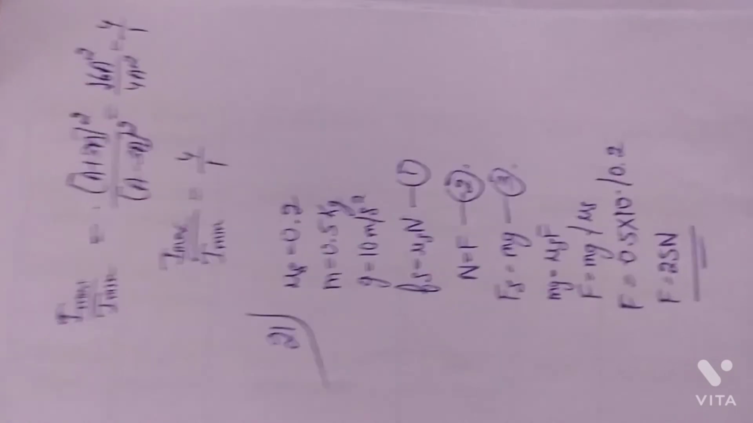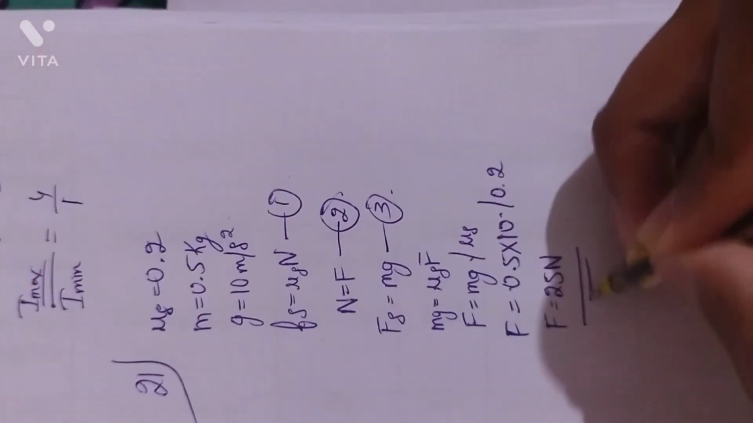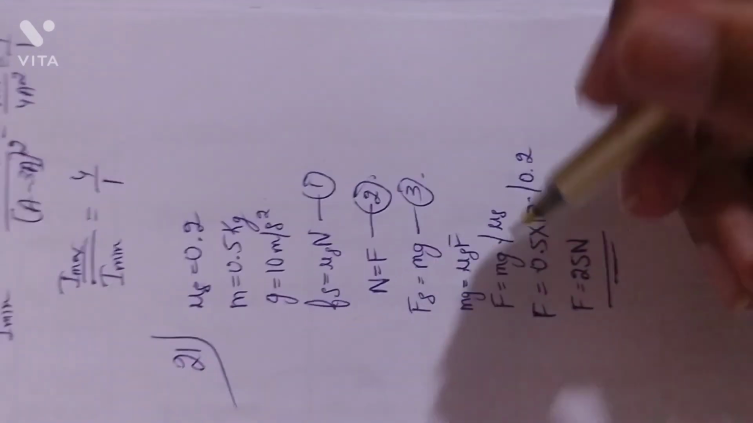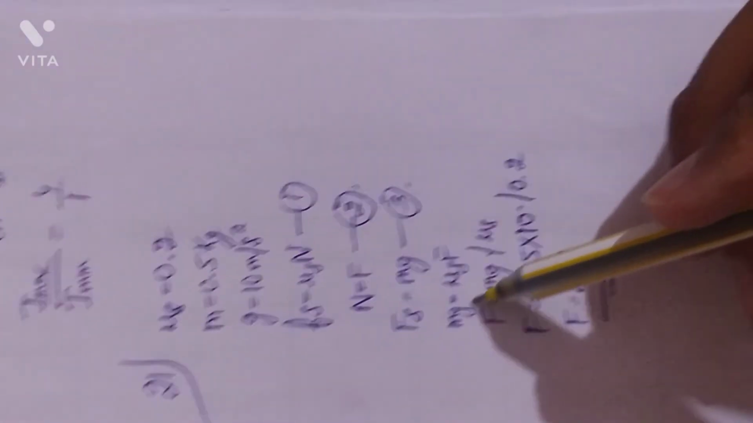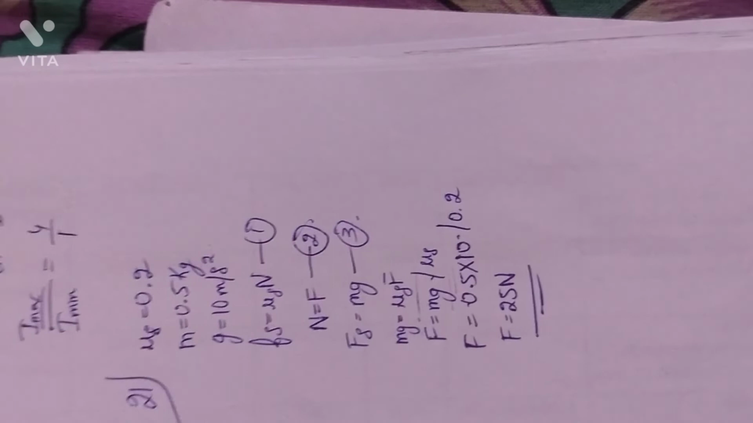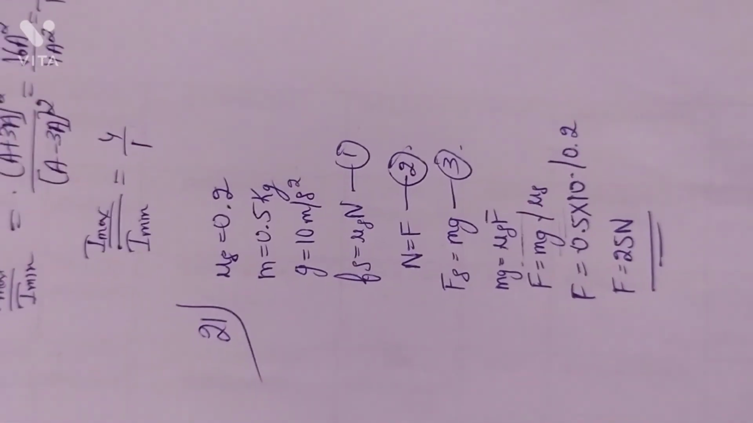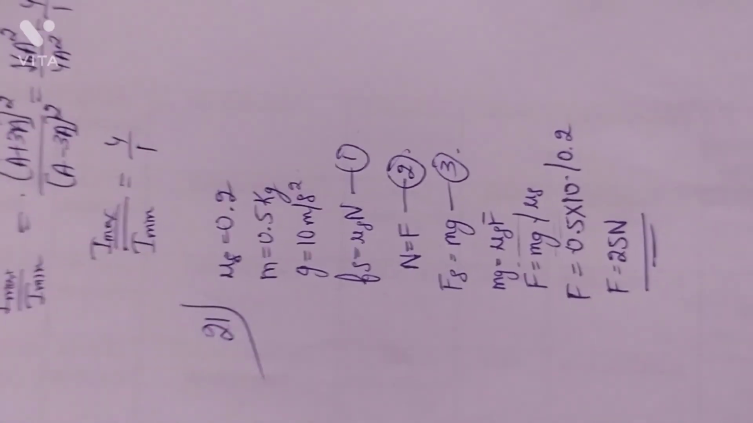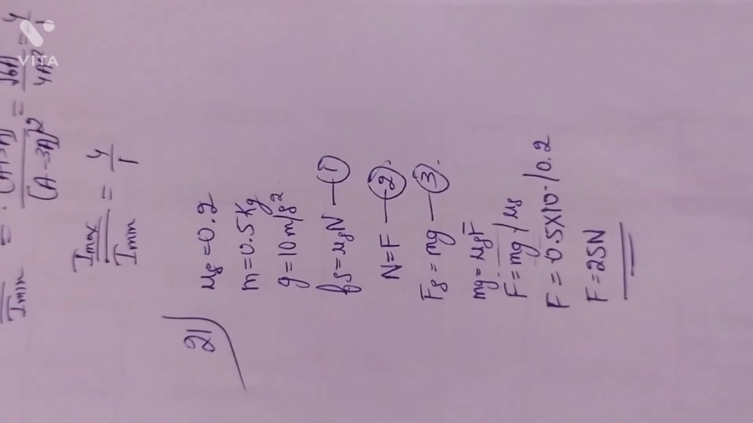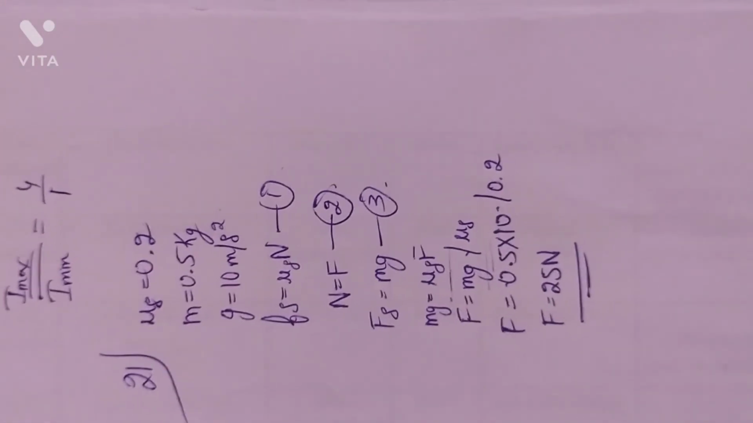So therefore the answer is 25 Newton for question number 21. Here we made the formula, added the values they have given, and we got the answer. So here you see how I solved question 21. Then we will go to our next question. I will show you the next question, then we will try to find the answer for our next numerical. So here is the next numerical for you, my dear viewers.